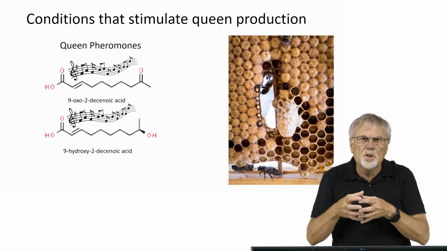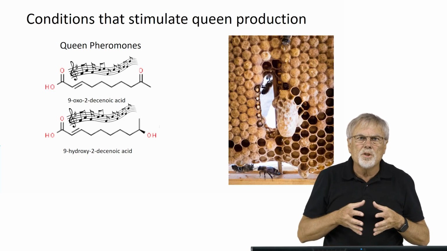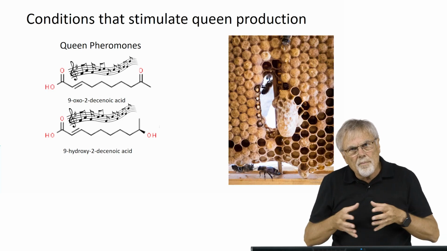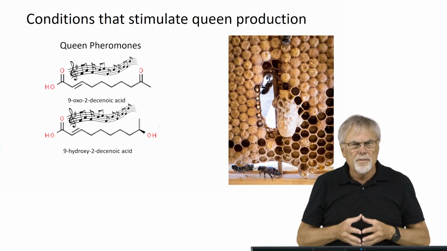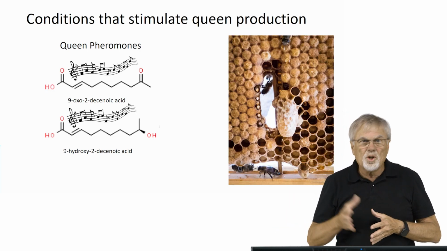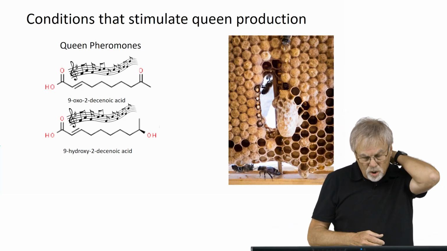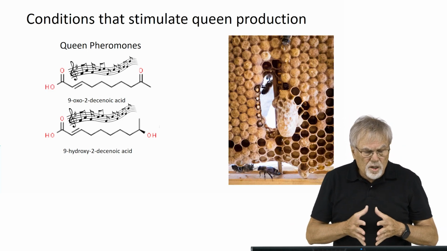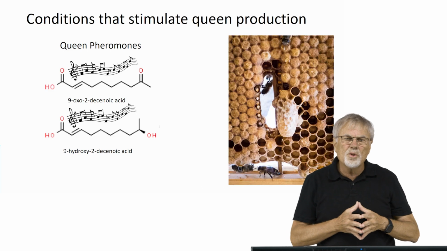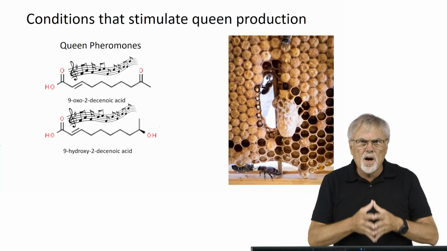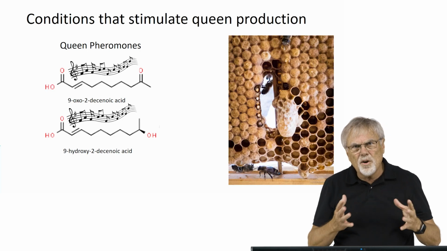But the main condition with respect to queen production, queen rearing, has to do with pheromones, chemical compounds that are produced by the mother queen that's there in the nest. These compounds are shown on the left. They're called queen pheromones. And the main one is 9-oxo-2-decenoic acid. It's also known as queen substance. And this particular compound has many different functions.